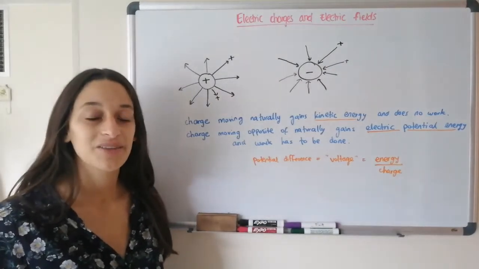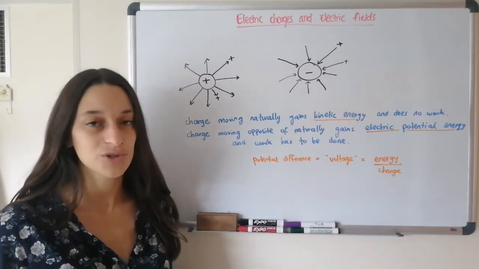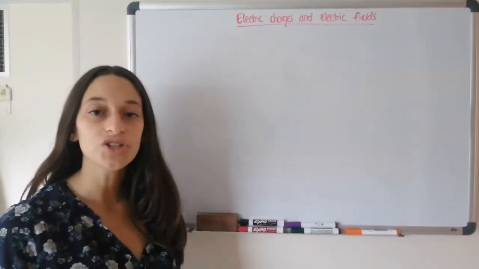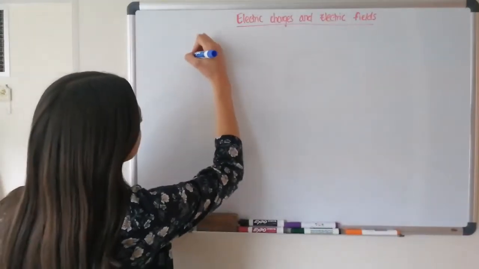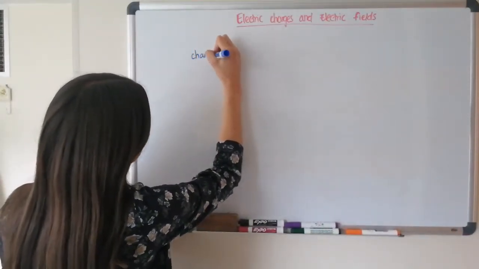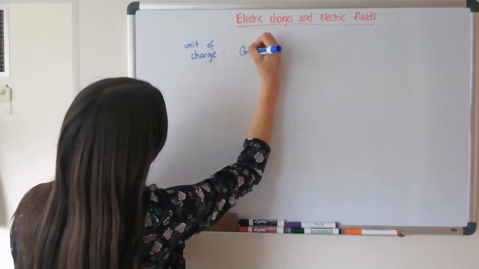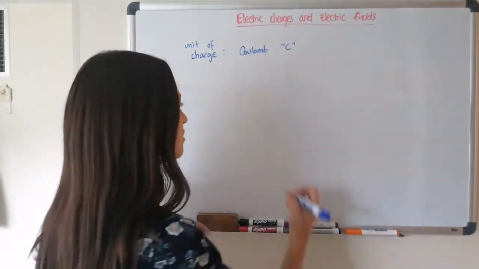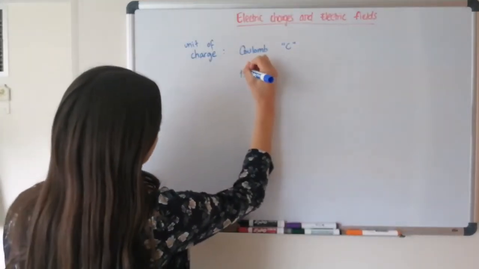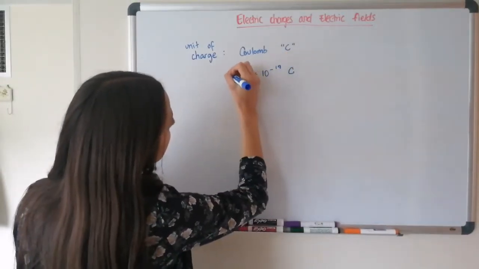And finally, let's talk about the amount of force that a charge feels when it's placed in an electric field, when it's close to another charge. So charge is actually measured in a unit called Coulomb, from the guy who discovered it. So the unit of charge is Coulomb. And we write it as a C, an uppercase C. The charge of an electron is actually 1.6 times 10 to the negative 19 coulombs, and it's negative.